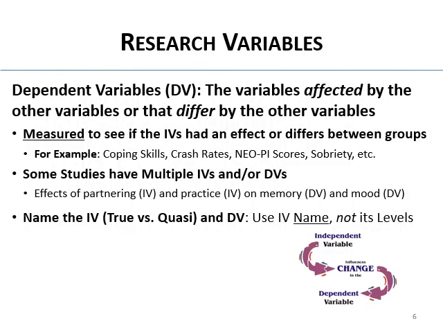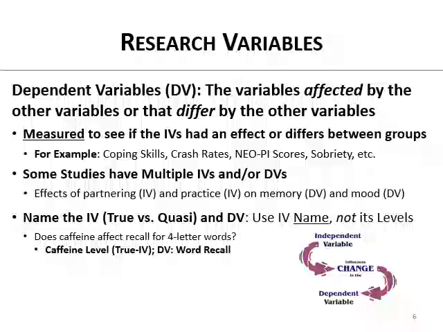All right. So, does caffeine affect recall for four-letter words? What is the IV and what is the DV? I would say that the independent variable is caffeine level. We don't know what it is, but it probably could be a true independent variable, to assign people to drink different milligrams of caffeine in different groups. Your DV is recall specifically for four-letter words. That's how it was operationally defined.